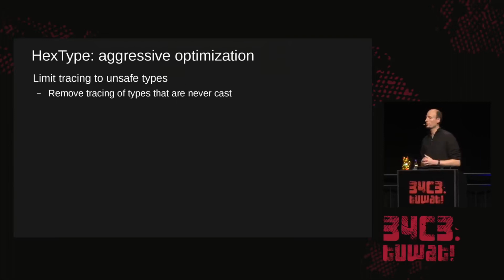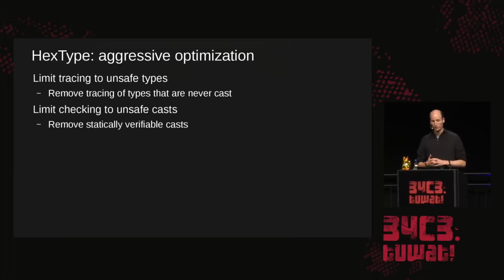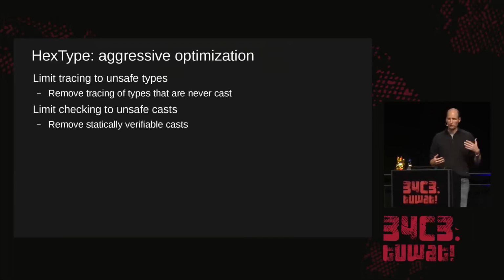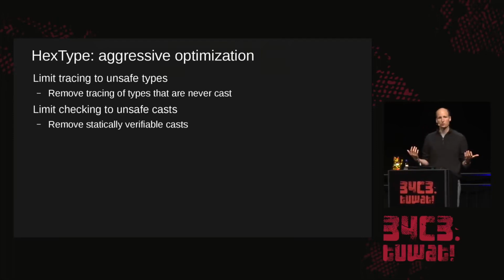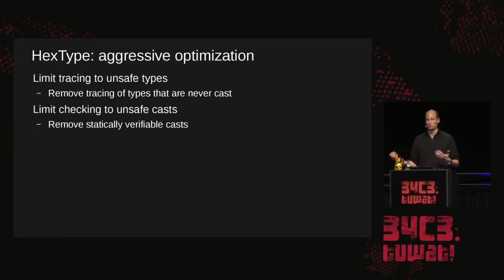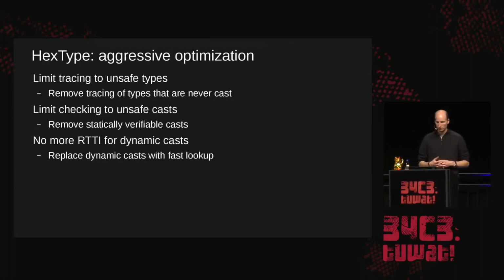We don't need to remember the type of the underlying object. If an object is never used in casting, we don't need to worry about it, right? So we can remove tracing for types that are never cast in the program. We limit checking to unsafe casts. So we do some static verification inside the scope of a function to figure out what parts of the code are actually used in a safe way. And this also allows us to remove some of the casts.